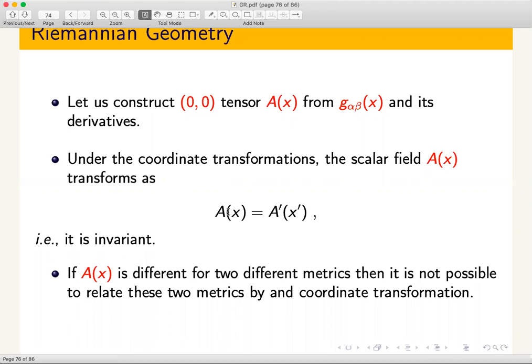So this invariant becomes a criterion for distinguishing certain classes of geometries from certain other classes of geometries. Of course, if A is the same for G mu nu A and G mu nu B, that still does not guarantee that those two geometries are the same, because you can write down another invariant which may differ from one geometry to another.